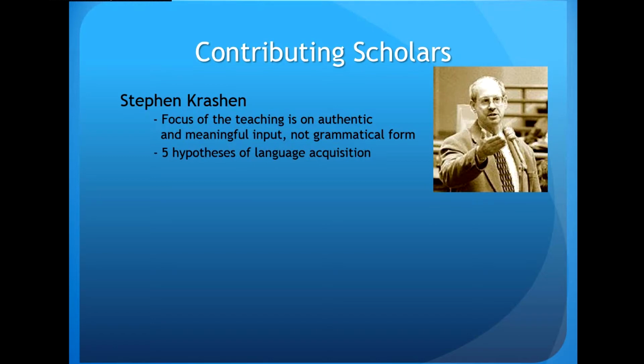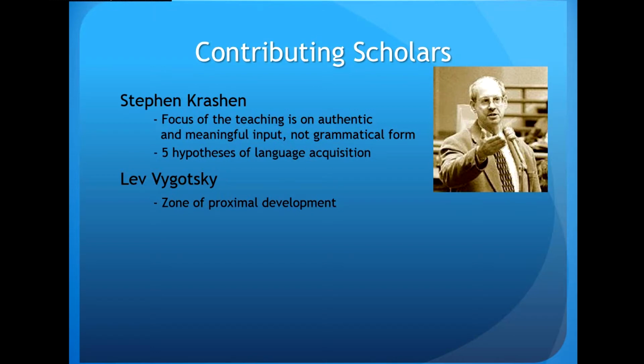His theories of language development are succinctly stated in his 5 hypotheses of language acquisition: the acquisition-learning hypothesis, the monitor hypothesis, the input hypothesis, the natural order hypothesis, and the affective filter hypothesis. Lev Vygotsky helped develop the zone of proximal development, that is, the gap between what a person already knows and the upper limit of what a person can learn from expert help.